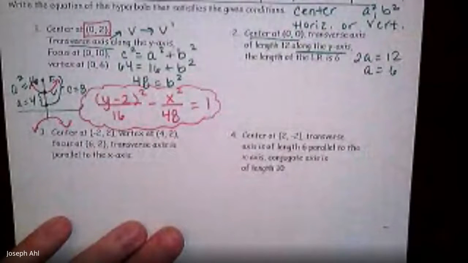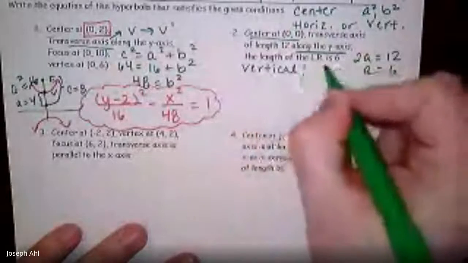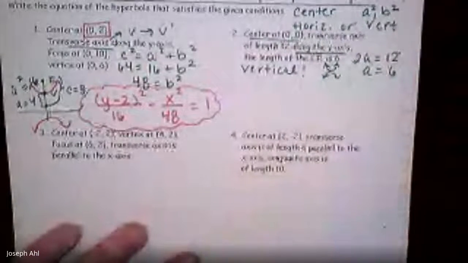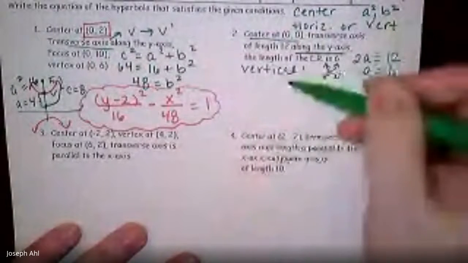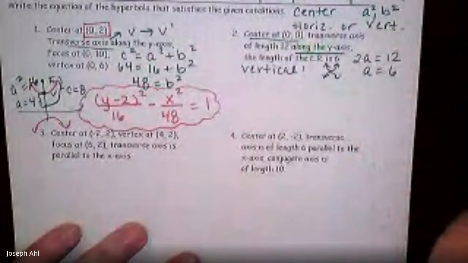It's along the y-axis, so I don't even think I need the sketch here. I can kind of steal this graph. If the transverse axis, V and V prime, are along the y-axis, that means this one's vertical as well. It's going to open up and down because of that being along the y-axis. So we know it's vertical. We know a is 6. We know the center. We just have to find b.